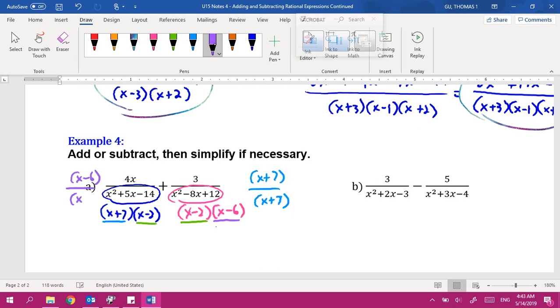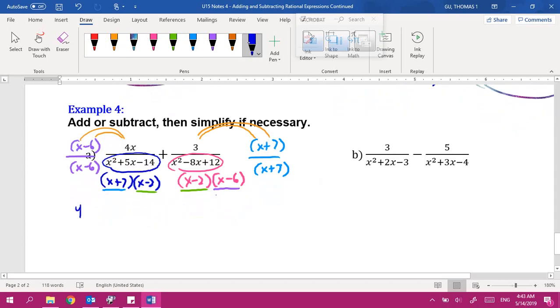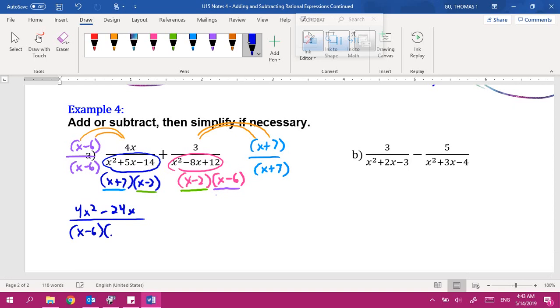over x minus 6. So now when I distribute like this, I'm going to get 4x times x is 4x squared. 4x times negative 6 is negative 24x over my denominator x minus 6 times x plus 7 times x minus 2. And then it's plus, now 3 times x is 3x. 3 times 7 is plus 21 over the same denominator, x minus 6, x minus 2 times x plus 7.